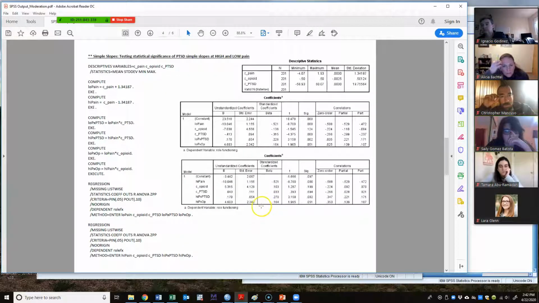Siley, what about my conditional effect of PTSD at high levels of pain? There is evidence as well for that. Is there?